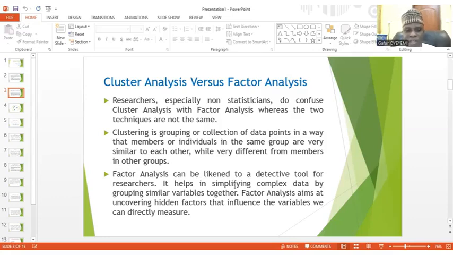Whereas factor analysis can be likened to a detective tool for the researcher. It helps in simplifying complex data by grouping similar variables together. The variables that are correlated, that are highly related, are grouped together. So it aims at uncovering hidden factors that influence the measured variables. It helps us see that this group of measured variables is actually talking about this hidden, or what we call latent, variable.